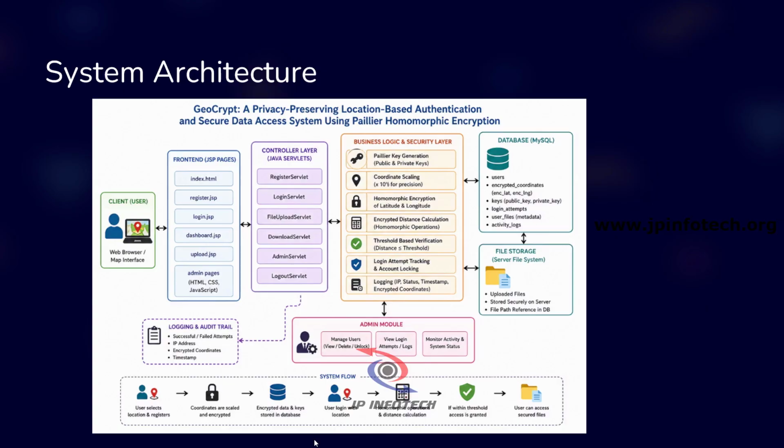So here you can see the system architecture. The client will use the browser and register by entering the coordinates or selecting the location on the map, and those will be encrypted and stored in the database. Whenever they log in, it will be compared, and then the login access will be provided. After that they can upload the files and then retrieve the files. If there are unsuccessful attempts, those IP addresses will be tracked for the admin. So you can see the complete system architecture of our proposed system.